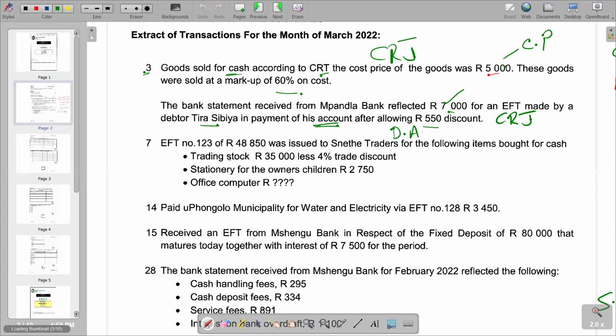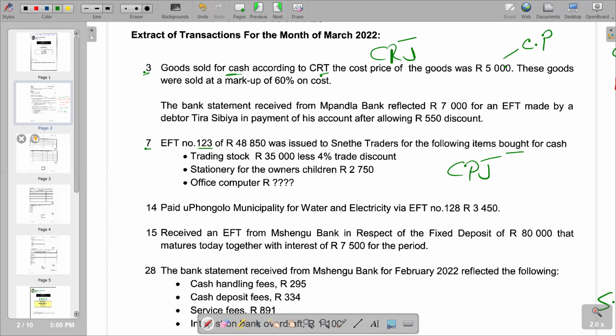So we go to the next one, which is now 7. It is the EFT number 123 of 48,850 was issued to Snete Traders for the following items bought for cash. So we have got, but we know that the total amount is 48,850, and it reflected items bought. So basically, this is now the cash payments journal. So we can just try to enter them in the cash payments journal. So we can go back to other section and try to enter. Remember, we've got the date of 7, and then we've got the EFT number is 123.